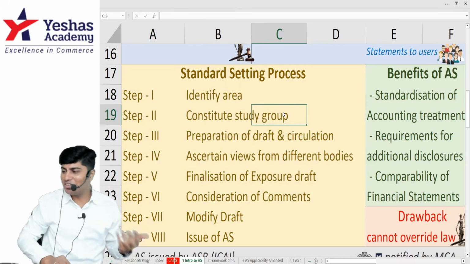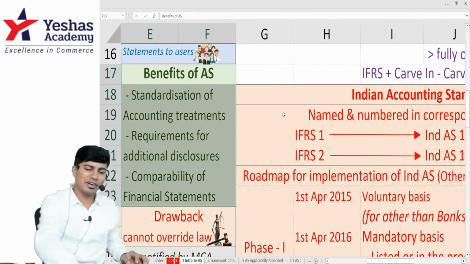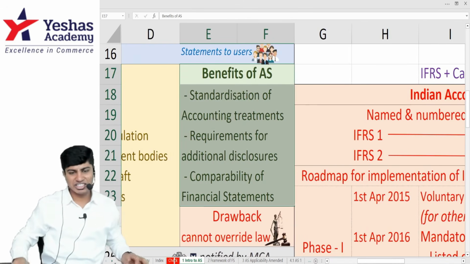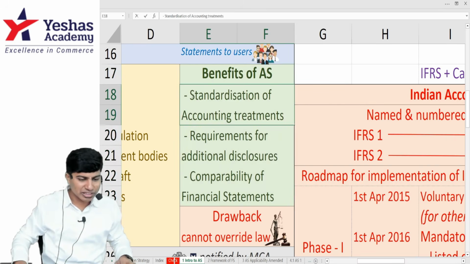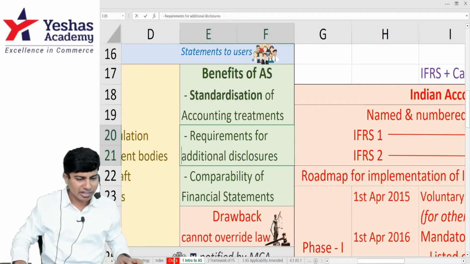Okay. What is the benefit of accounting standards? Why do they actually issue accounting standards? There are three important points. One, standardization. Two, additional disclosure. Three, comparability. What is the first one? Standardization. What is the second one? Additional disclosure. What is the third point?